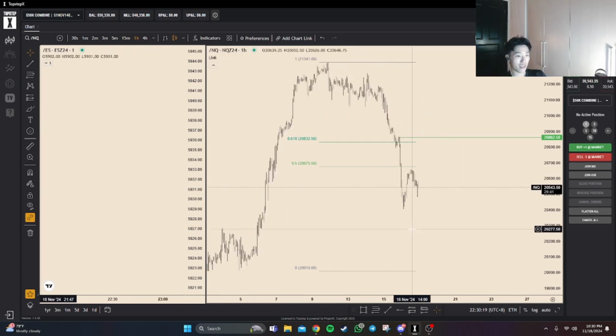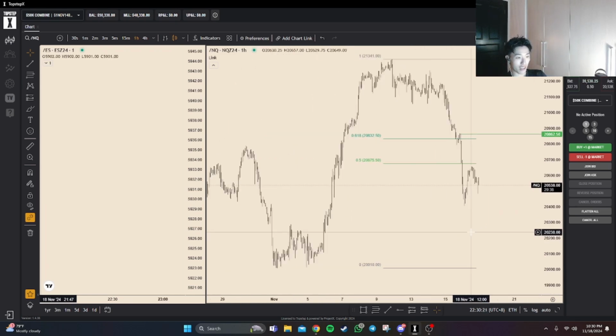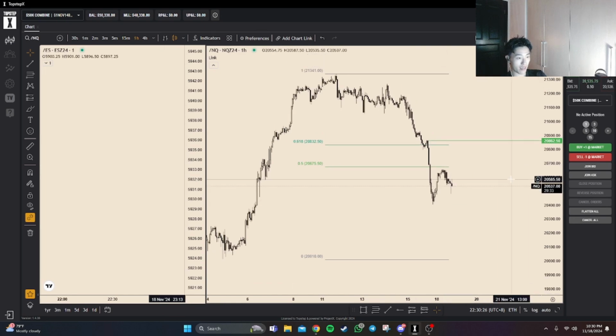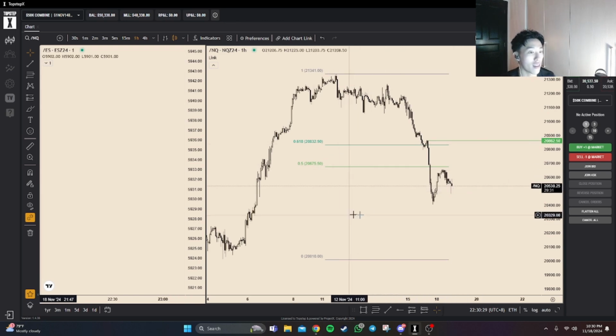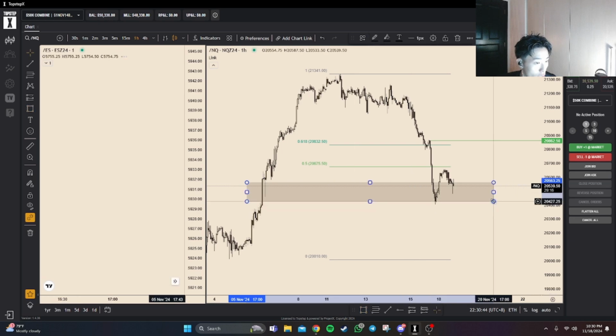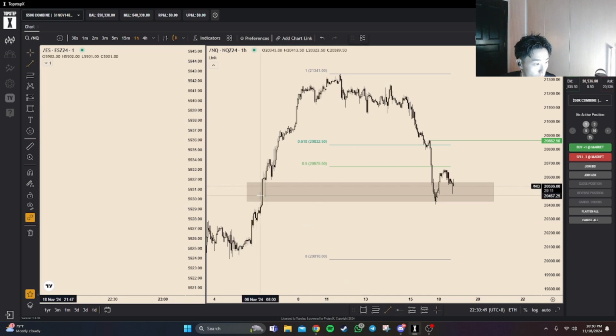Day 3. Let's look at the charts. So we hit 0.5 over the weekend, and there is a 1 hour FVG as well as a liquidity sweep. Right, bang.